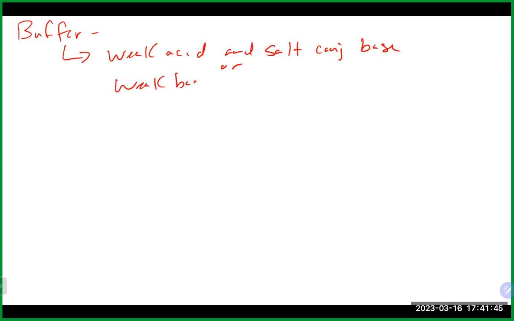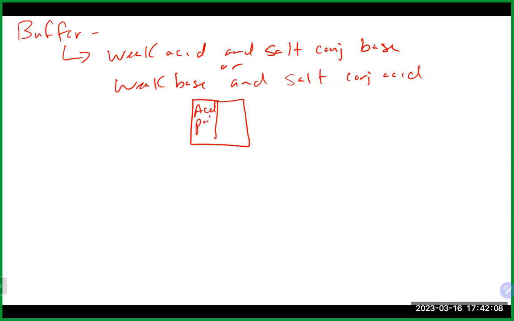And that is because it is made up basically of one of two things. It's either a weak acid and the salt of its conjugate base, or it is a weak base and the salt of its conjugate acid. And that's really important, as we talked about, to how a buffer is able to function. It does have both of those things in the solution to begin with. So essentially speaking, it has an acid part to the buffer, and it has a base part to the buffer.